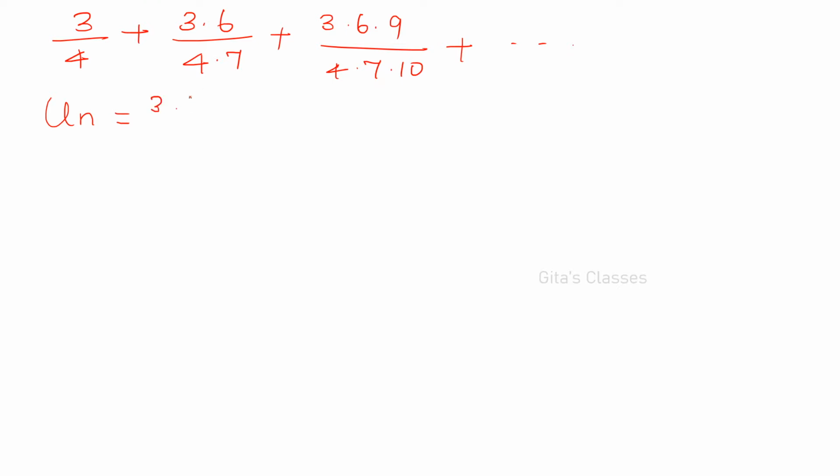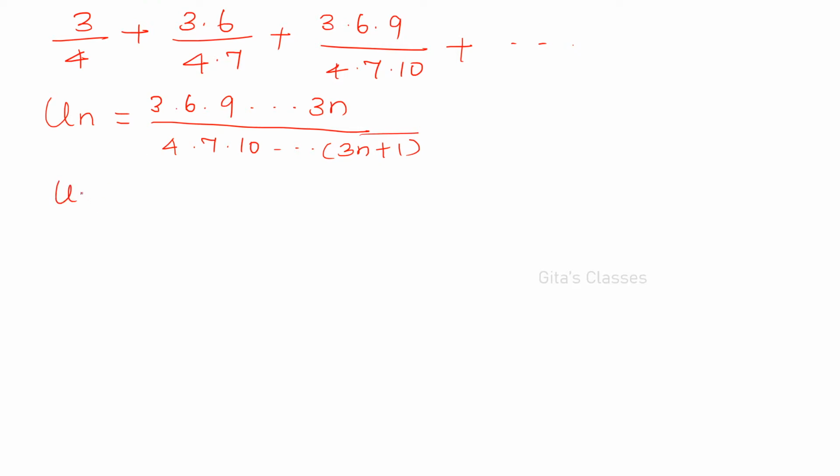So 3 into 6 into 9 into what is the general term? It is multiplied by 3. So 3n, right? Here in the denominator 4 into 7 into 10 into etc. 3n plus 1. Multiply by 3 and plus 1, right? So this is our un.